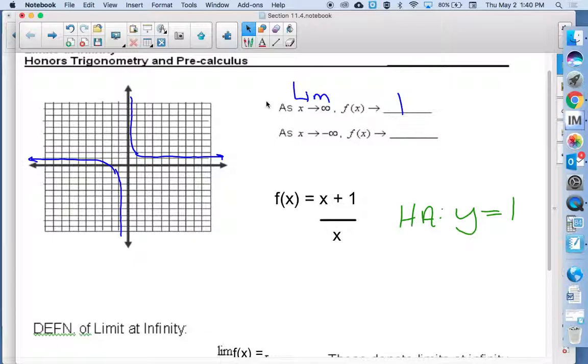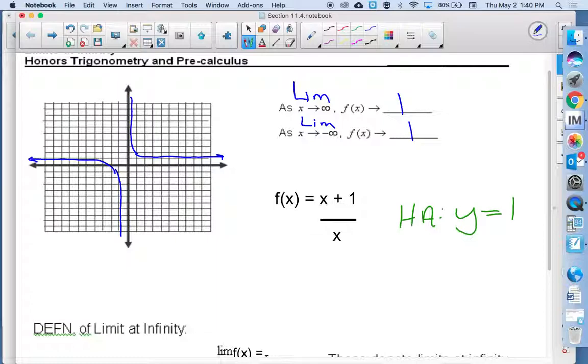Going the opposite direction, negative infinity means I'm now going to the left. And again, the graph is leveling off horizontally underneath that value of 1, so it's going to get closer and closer and closer to the value. So the limit as x approaches negative infinity, the y value would be 1, or the limit is 1, because of the asymptote. So the asymptote kind of creates the limit of the graph.